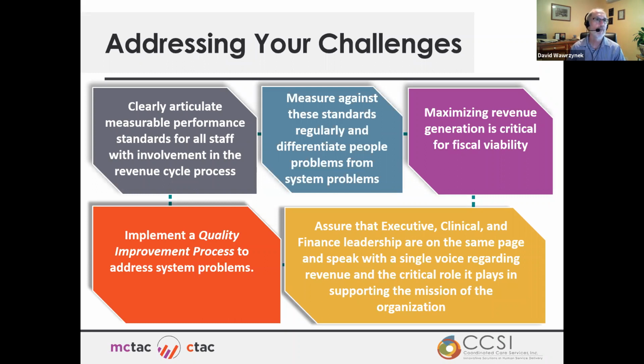Workflows transcend work groups, they transcend supervisors, they transcend these kinds of domains. So having executive, clinical, and financial leadership on board, speaking the same language, understanding the needs and the challenges and the goals, and working as a team to assure that these processes are effective and efficient. So that's sort of the revenue cycle management workflow.